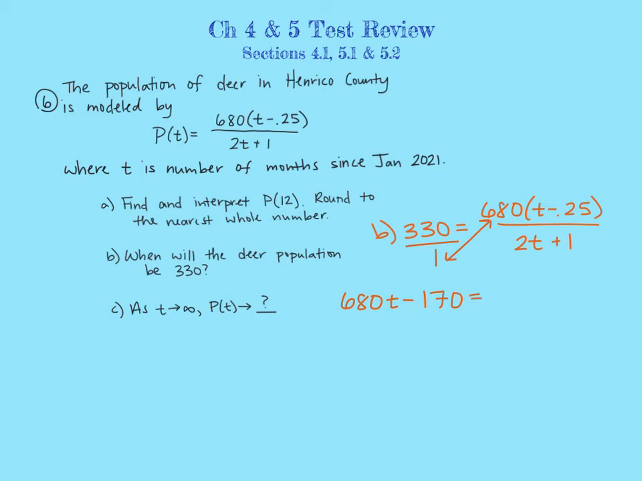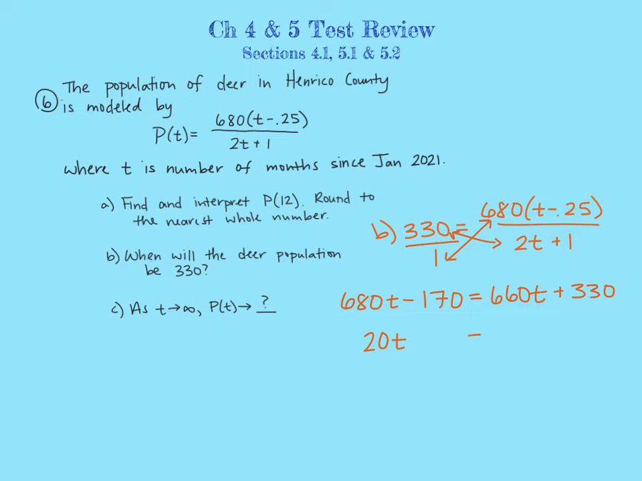When we cross multiply, we put an equal sign. And so over here, I'm going to again distribute the 330 through. 330 times 2 is 660. T plus 330. So we have cross multiplied. Now we want to solve for T. So I'm going to subtract 660T from both sides. That leaves only 20T on the left-hand side.